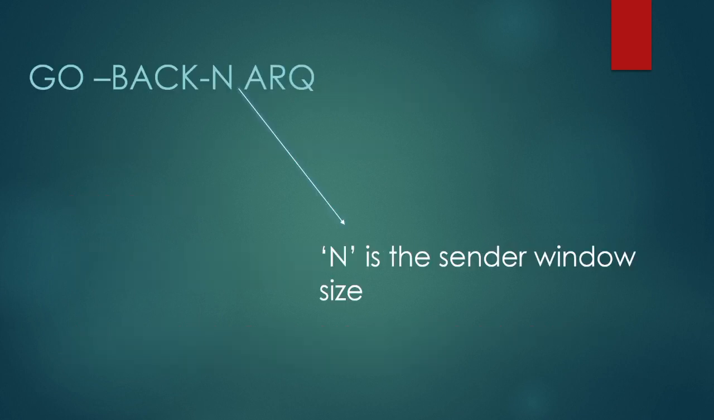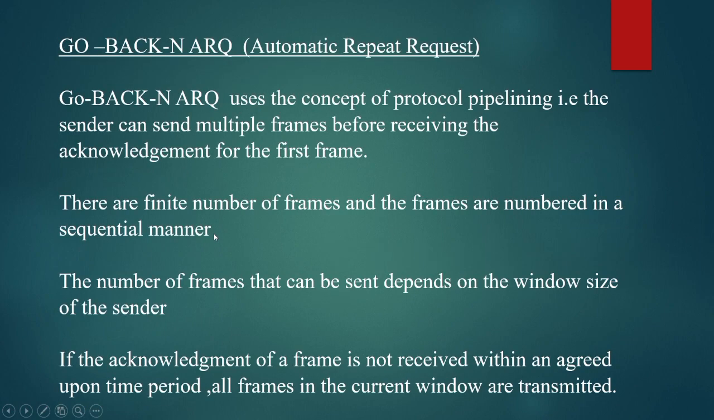In sliding window protocol, a group of frames, that is multiple frames, can be sent at a time. Let's see what is go back N ARQ in a detailed manner. In go back N ARQ, what is this N? This N is the sender window size. Suppose if we say go back 3, then 3 frames are sent before receiving the acknowledgement from the receiver.